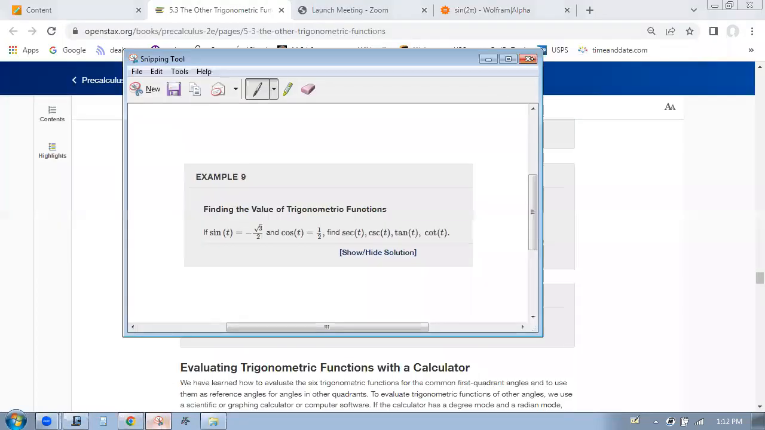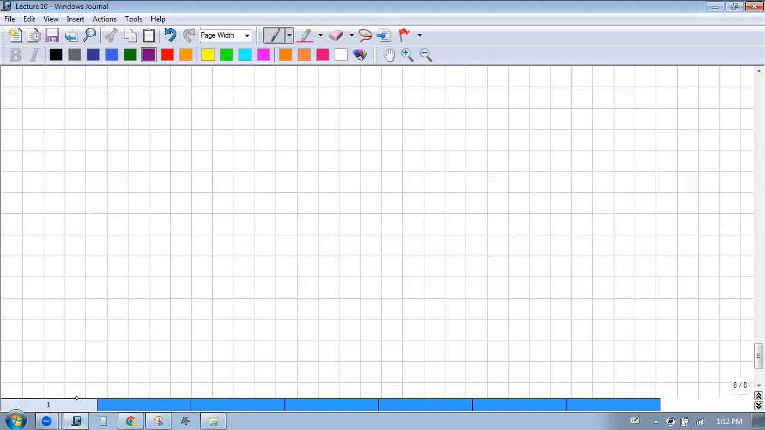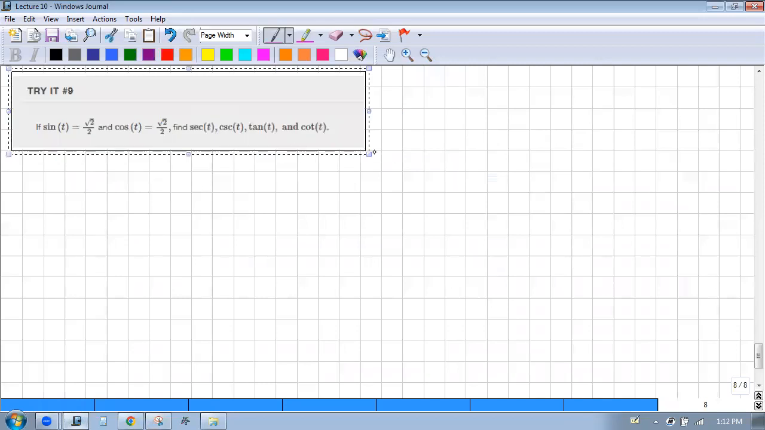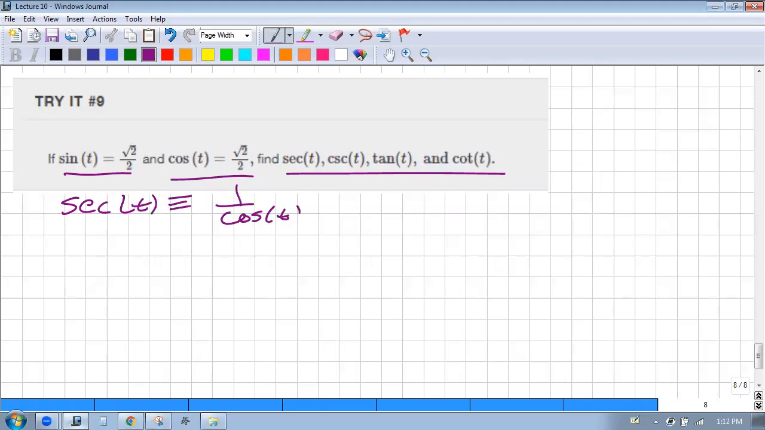let's look at another one. Here they tell us what sine and cosine are, and we know what the rest of them are. Tired of doing these. Here's sine, here's cosine, find the rest. Fine. Secant is always 1 over cosine. So flip this over, we get a, remember √2 over 2 is the same thing as 1 over √2. Okay. So 1 over that is just √2.